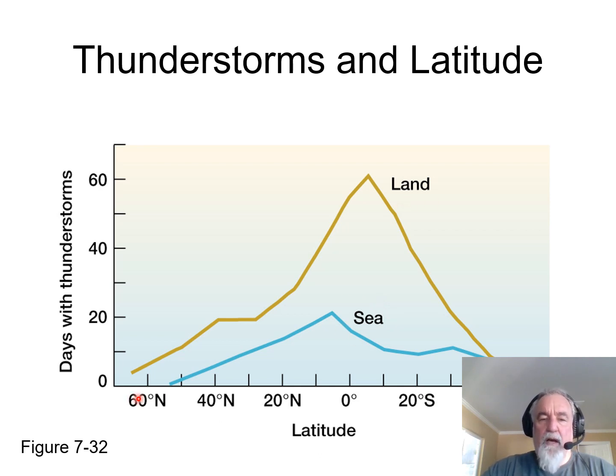We do see lightning over the seas, just not as much as we see over the land. Now, the axis on the bottom here runs from 60 degrees north to 60 degrees south.